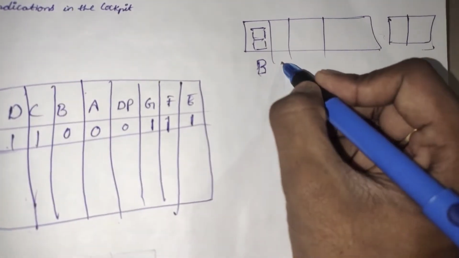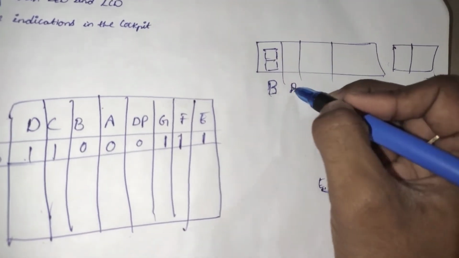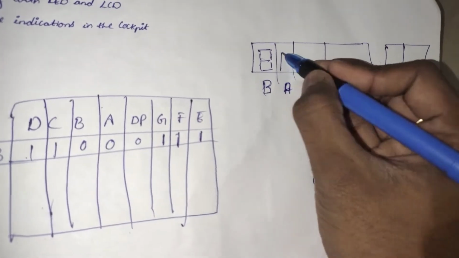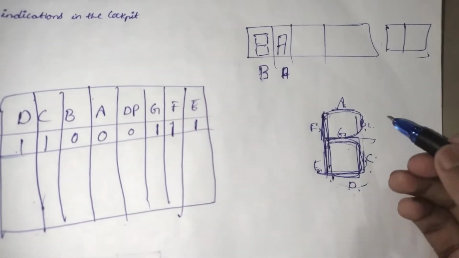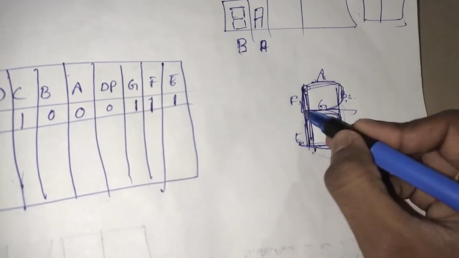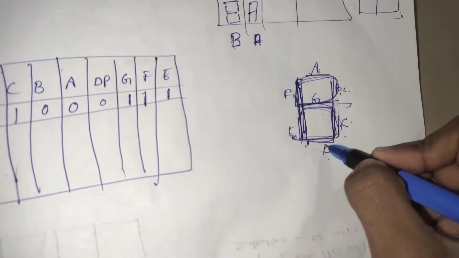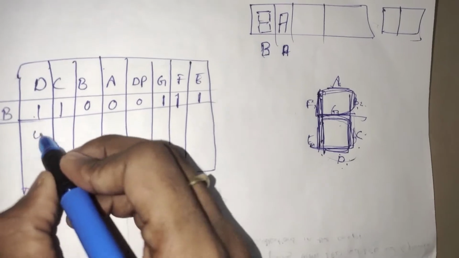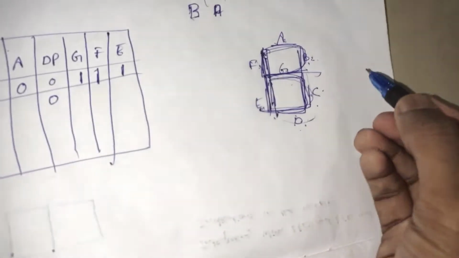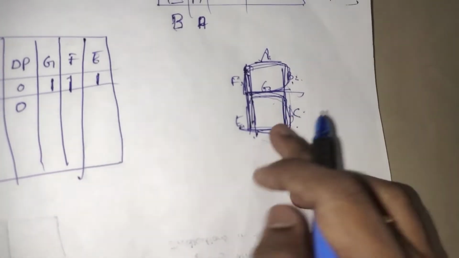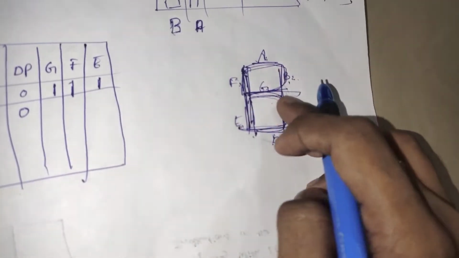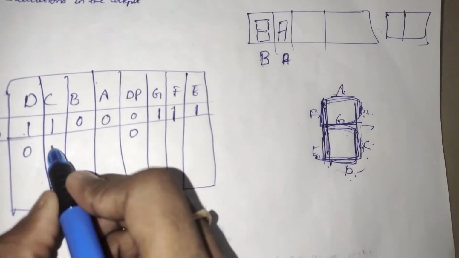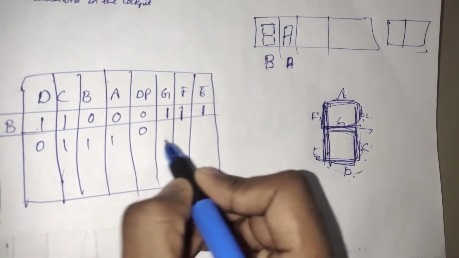And we'll take A over here for the second one. So it should glow like this. For A to glow, D is 0 and DP is 0. So you can understand it, right? So D is 0. For that, A will be glowing like this, and the rest of these will be 1.